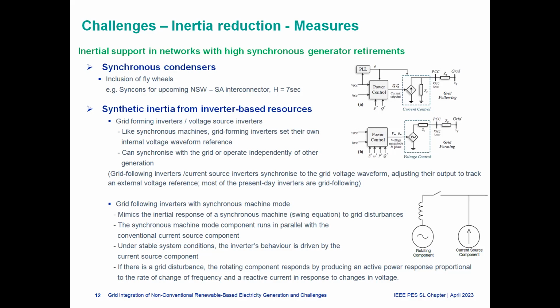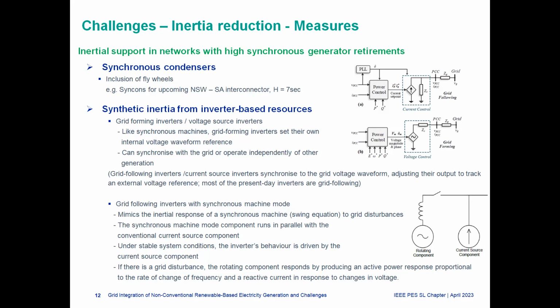And they are mostly voltage source inverters. That is, they operate as a voltage source. Grid following ones are normally operating as current sources. So they follow the system voltage and introduce the current to get the required P and Q. But grid forming ones, they introduce a voltage and an angle. So they are similar to synchronous machines.